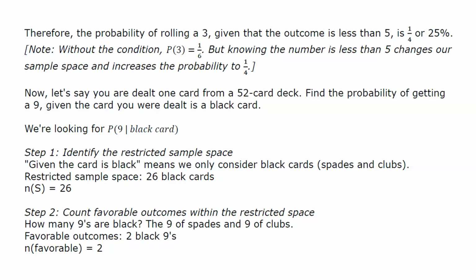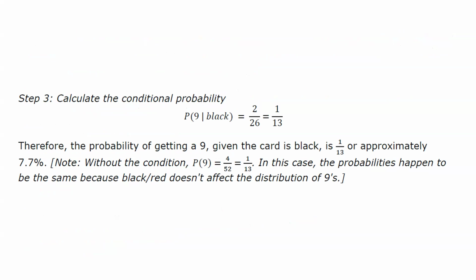Step 2, we're now going to count the favorable outcomes within the restricted space. So how many 9s are black? Well, we have a 9 of spades and a 9 of clubs. So that means we have 2 cards that are black with the number 9. So to calculate the conditional probability, we would be taking 2 over 26, which is equal to 1/13. Therefore, the probability of getting a 9 given the card is black is 1/13.